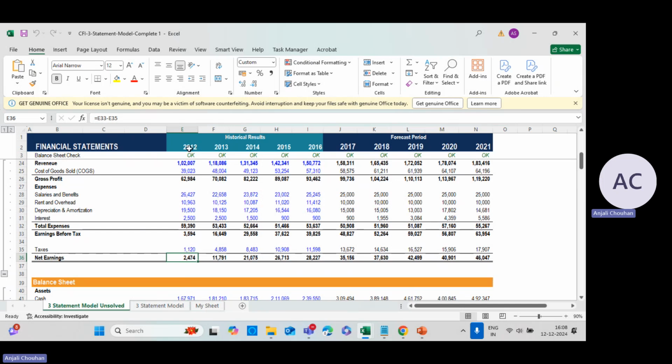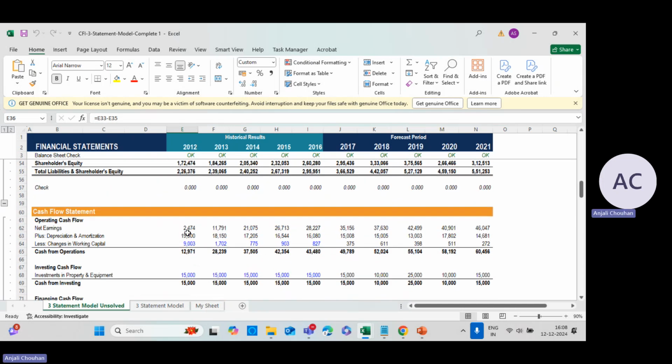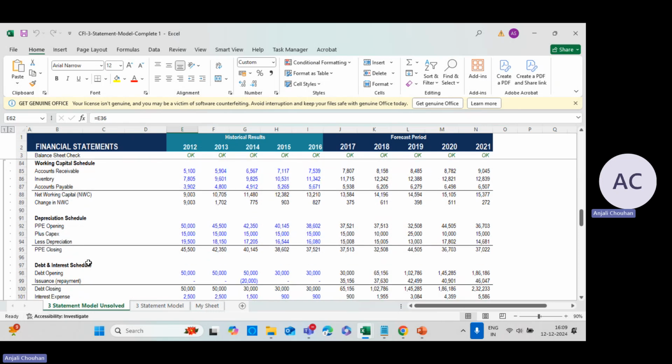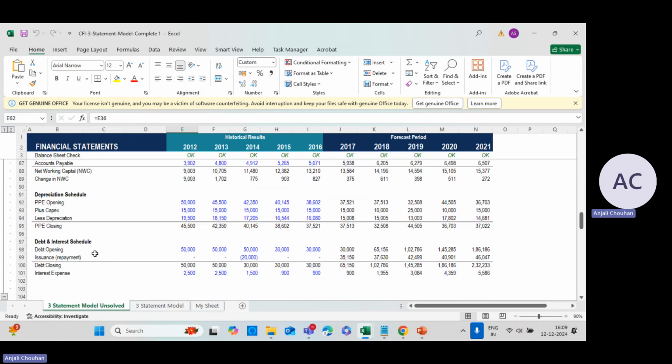2474 is the figure for 2012. So it is 2474. Then depreciation and amortization. A separate calculation has been made for the depreciation and amortization. Let me show you that also. This is covered under the supporting schedules. There are basically three calculations available: one for the working capital schedule, the second for the depreciation schedule, and the third for the debt and interest schedule.